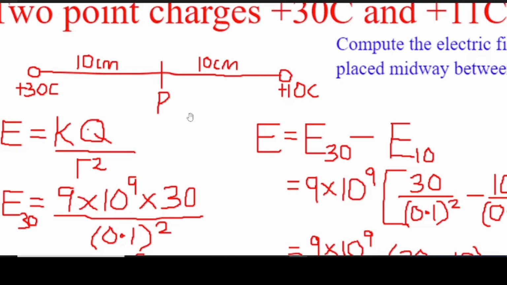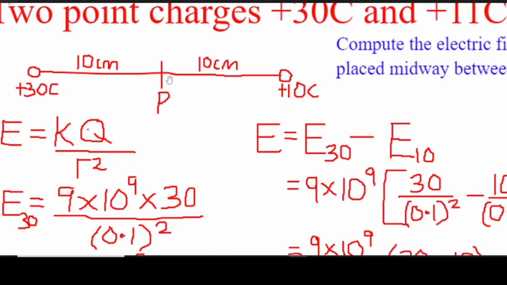Assume a test charge that is placed at point P. What is a test charge? A test charge is a charge that is so small that its electric field, that is the electric field around it, will not disrupt the electric field of the charges in the setup. That is, the electric field of the test charge will not disrupt or affect or scatter the electric field of the plus 30 coulomb and the plus 10 coulomb charges.